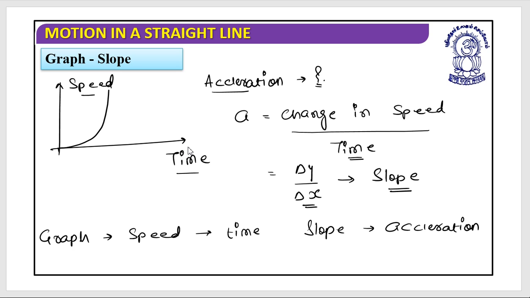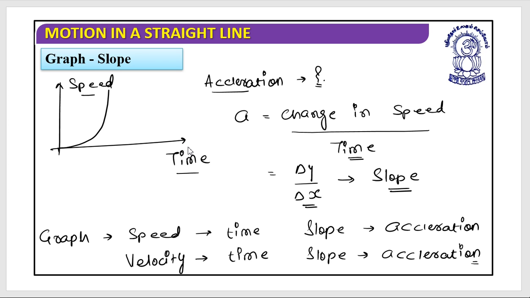One more thing, if the graph is of velocity versus time, then the slope of the graph should be acceleration. Yes. So if the graph is of speed versus time, the slope would be the acceleration.